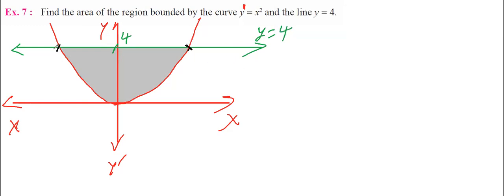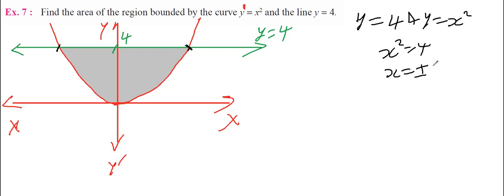So what will be this point and what will be this point? The equation of this curve is y is equal to x square. So I am going to write y is equal to 4 and y is equal to x square, and solve these simultaneously. I will get the value of x as plus or minus 2. So this particular point will be x is 2, y is 4, and here the point will be x is minus 2 and y is 4.